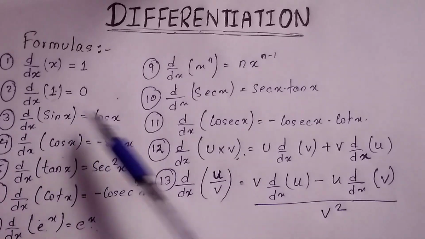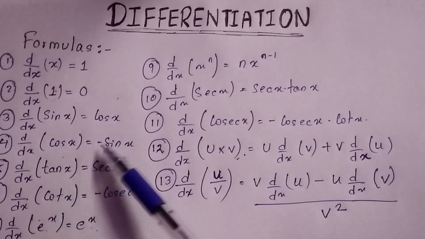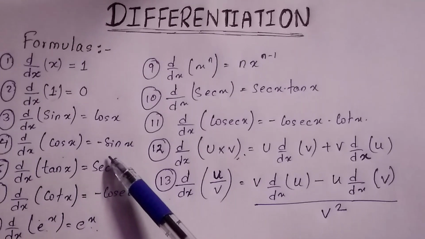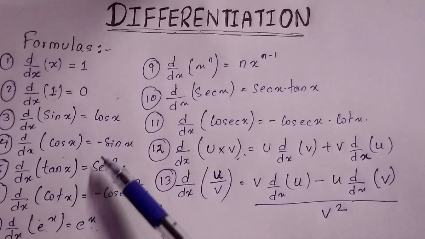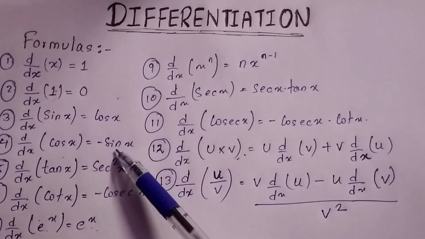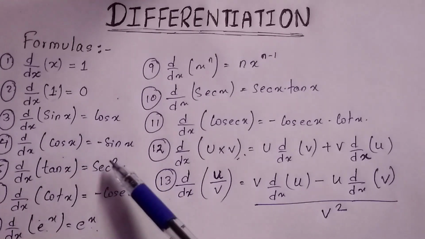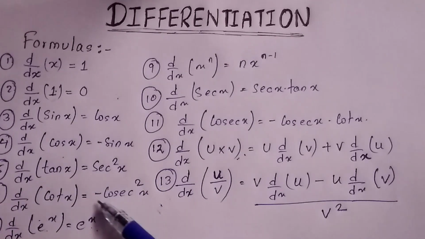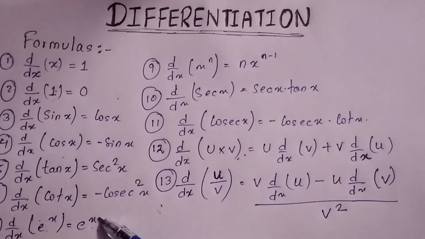d/dx of sin x is cos x. d/dx of cos x is minus sin x. You have to learn all these formulas. You have to mug them up properly because this is very important. d/dx of tan x is sec square x. d/dx of cot x is minus cosec square x. And d/dx of e to the power x is e to the power x only, where e is known as exponential.